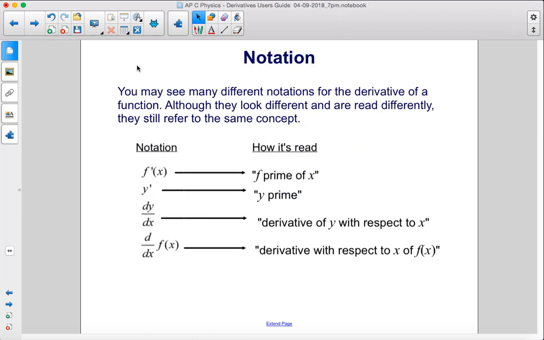Notation. You may see many different notations for the derivative of a function. Although they look different and are read differently, they still refer to the same concept. Here are the notations, and here's how they're read. So this would be f prime of x. This is y prime. This is the derivative of y with respect to x. And this is the derivative with respect to x of f of x.